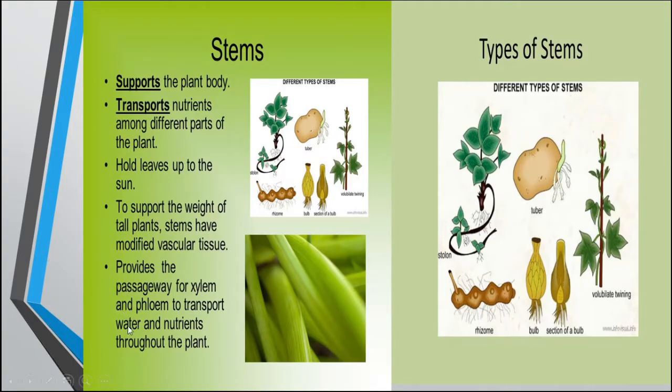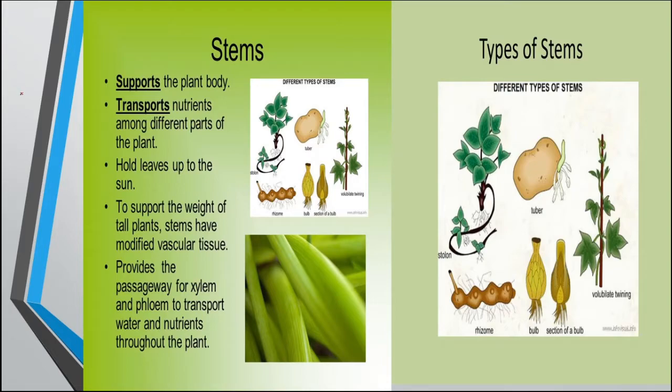In this figure we can see different types of stems. Here we have stolon, then tuber, potato, then this is rhizome like in ginger, bulb of onion, then this is twining, that is tendrils which are giving support to the plant. So these are different types of modification of the stem.